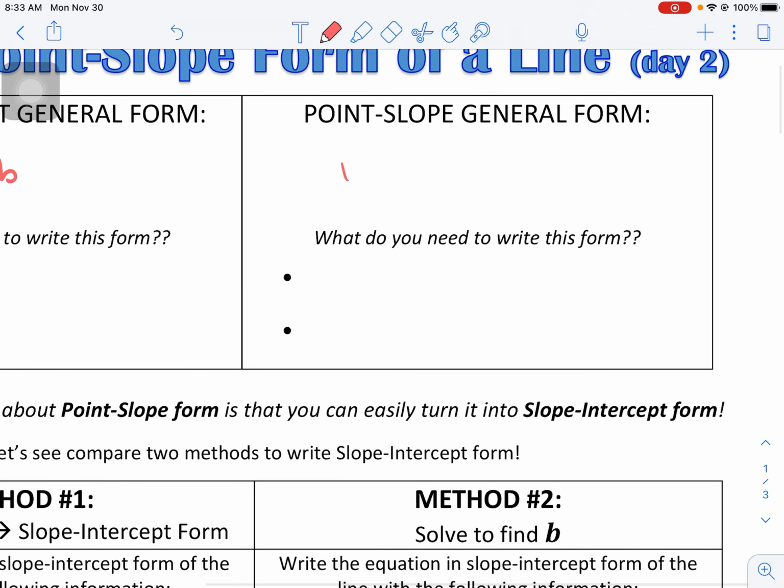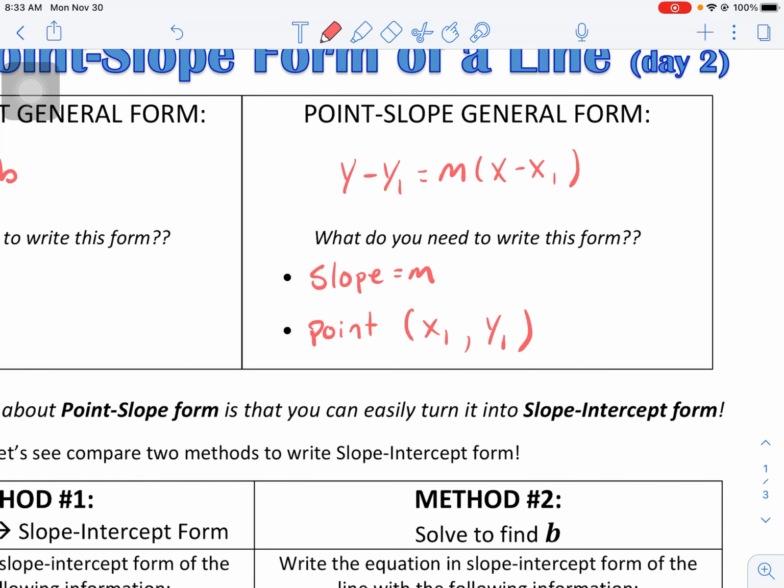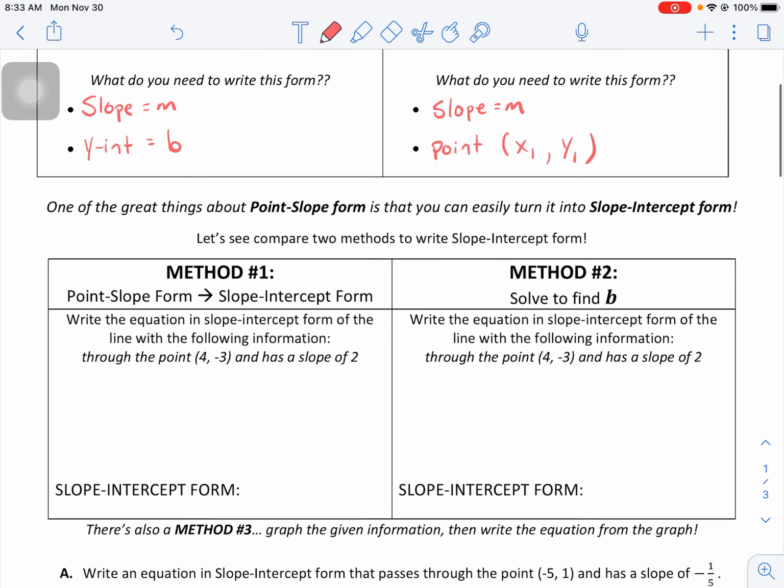For point slope general form, that's y minus y1 is equal to the slope times x minus x1. What do we need to write this? We need a slope, which still is m. We also need a point, which in this case is x1 comma y1. That's where our point is.